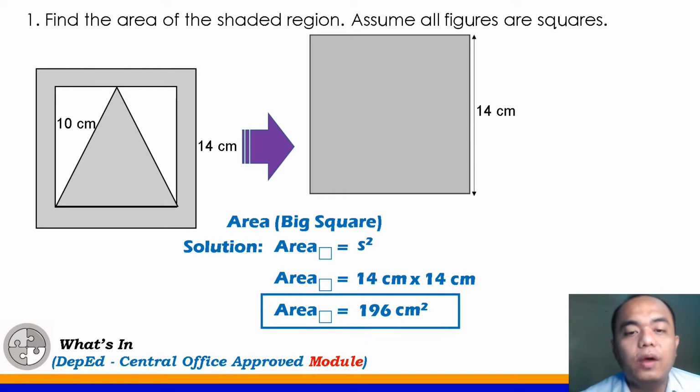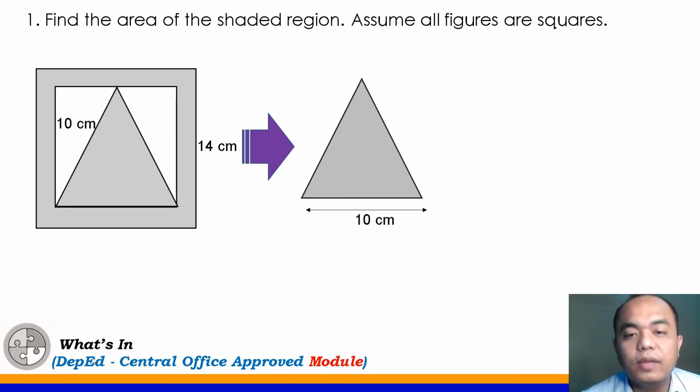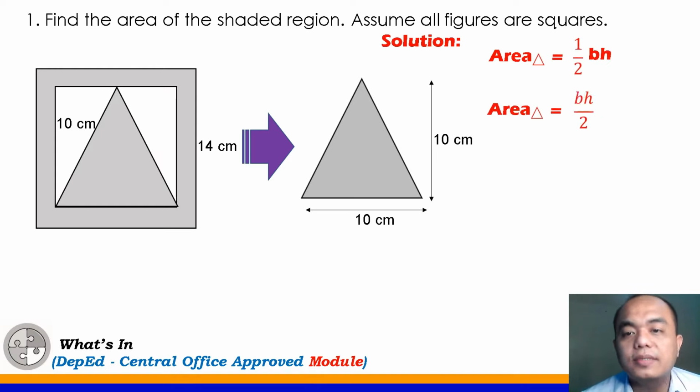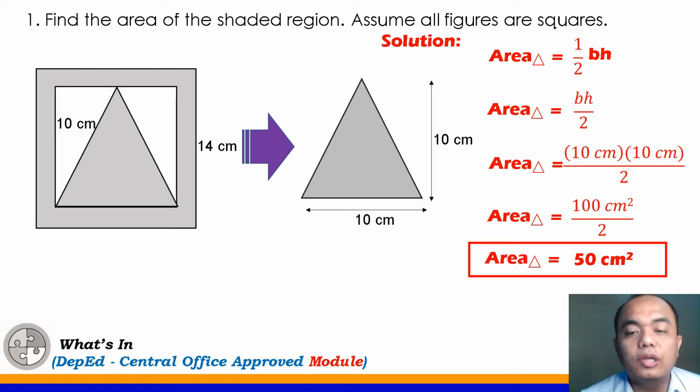So this is the area of our big square. Next, we have the area of the triangle. Yan. The shaded part again, we have 10 centimeters yung base niya at yung height niya is still 10 centimeters also. So here's the solution. 1/2 times base times height, or base times height divided by 2. The base is 10 and 10 also with the height divided by 2. 10 times 10 will give you 100 divided by 2. And then 100 divided by 2 will give you 50 square centimeter. So ito na yung area ng ating triangle.